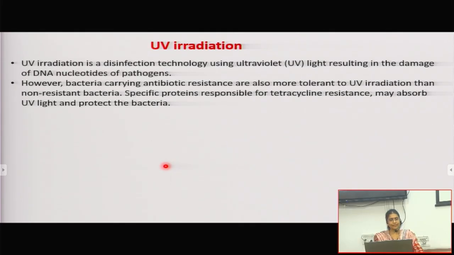Next, UV radiation. Again, this is a classic disinfection technology using UV light, resulting in damage to the DNA nucleotides of pathogens. The way UV kills bacteria is that it works on the DNA and deactivates it. So do you think there is some ray of hope for us here for ARGs? Might be. Let's see. However, bacteria carrying antibiotic resistance are also more tolerant to UV radiation than non-resistant bacteria.